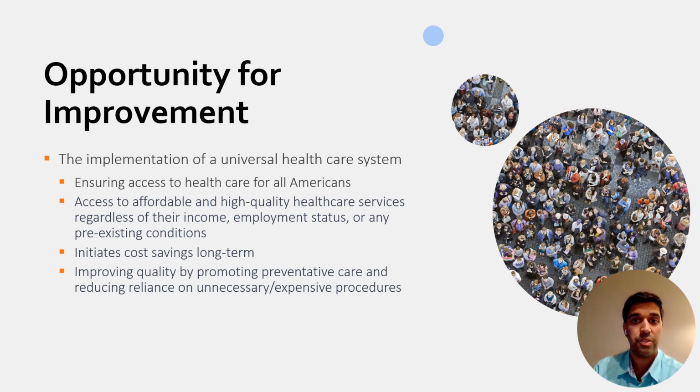Furthermore, a universal healthcare system could help to improve healthcare quality by promoting preventative care and reducing the reliance on expensive and often unnecessary medical procedures. This would lead to better health outcomes for individuals and a healthier population overall. Overall, implementing a universal healthcare system would be a significant opportunity for improvement in the U.S. healthcare system. While it would require significant policy changes and political capital, the benefits of a universal healthcare system are numerous and could lead to a more equitable, accessible, high quality, and cost-effective healthcare system for all Americans.